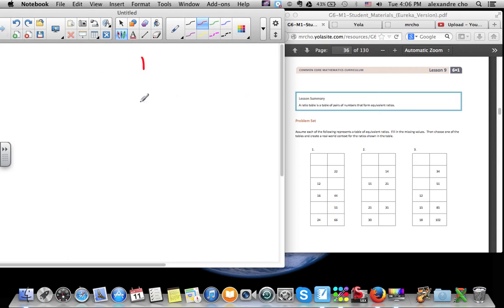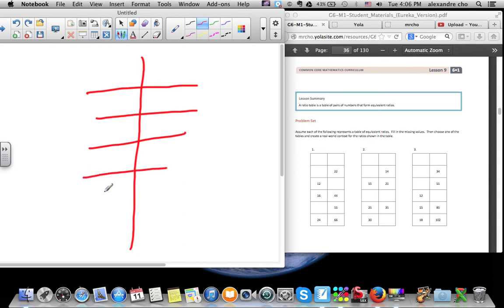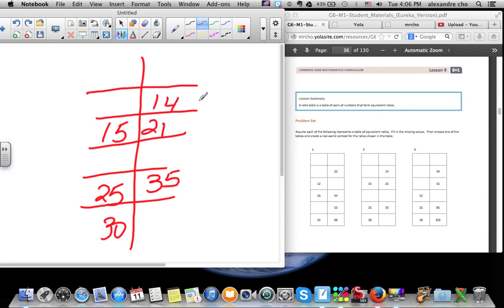Next one, we have another one that's empty. And this time I'll change colors to red as the initial position. And let's see, 14, 30, 25, 35, 15, 21, 14. Ooh, this looks simple. You know, here on this side, it looks like it's multiples of 7s. On the other side, it's multiples of 5s. Let's see if that works.